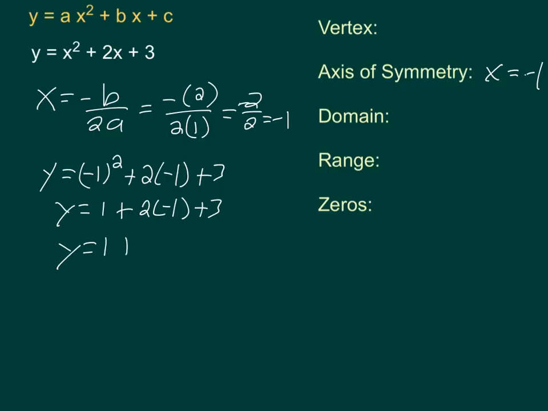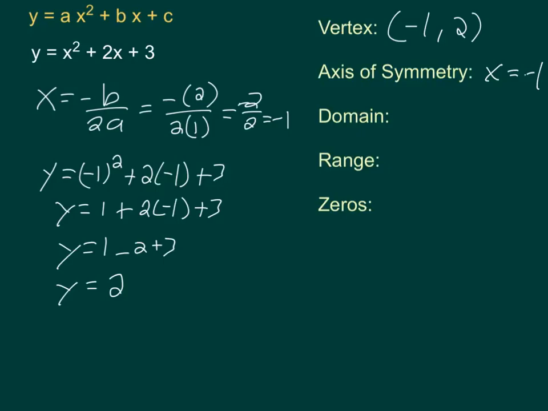That's going to become a minus 2. So 1 minus 2 plus 3. And I get y equals, let's see, 1 minus 2 plus 3, that's negative 1 plus 3, which is 2. So my vertex is the point negative 1, 2, because my vertex has to sit on my axis of symmetry. And when I plug negative 1 into my equation, I get 2.